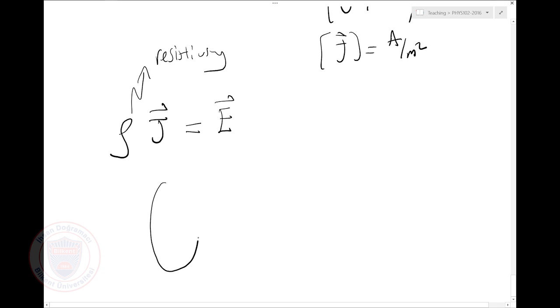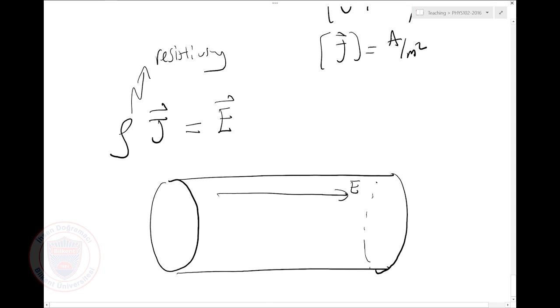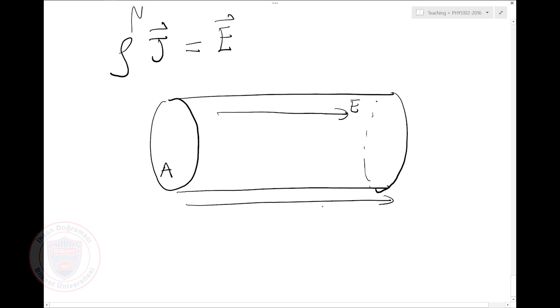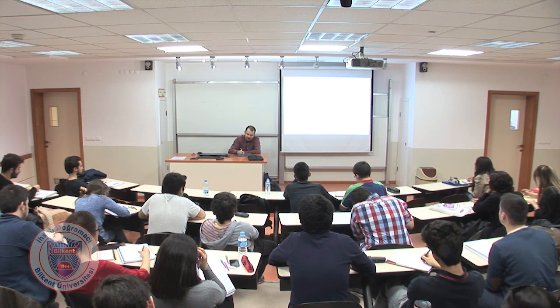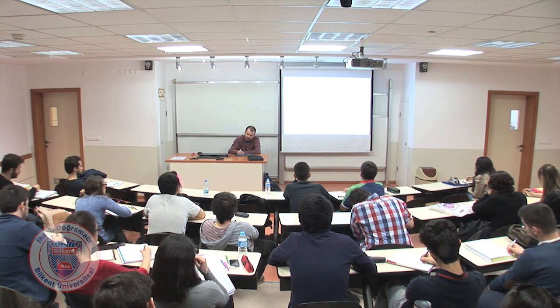So, let's say I have this nice cylinder, and a uniform electric field E inside. It has an area A and length L. Now, can you tell me what is the potential difference between the two edges of the conductor if electric field is uniform on the inside? E times L, right? It's the integral of E dot dl, which is going to be just E times L. Good. How about how much current is passing through? At each point I have J, which is going to be 1 over rho times E magnitude.